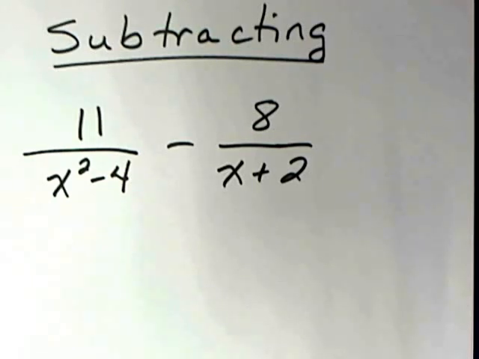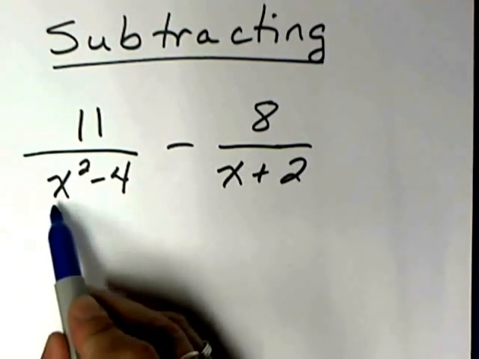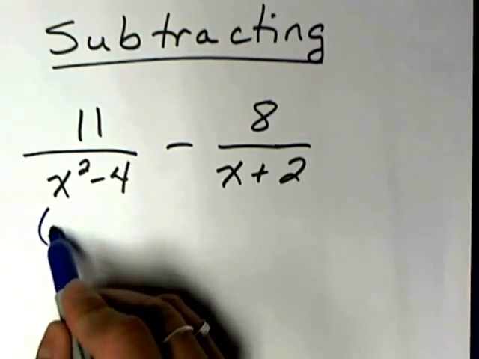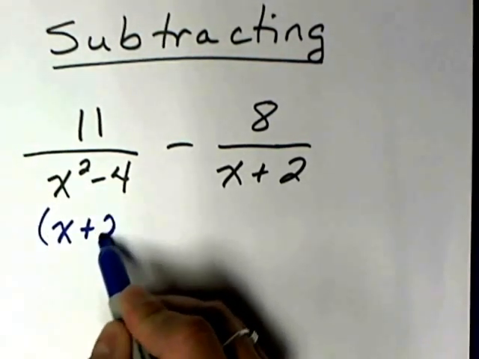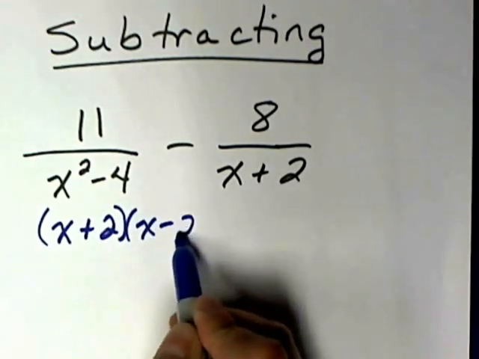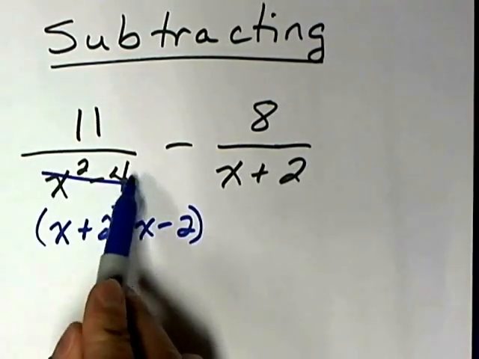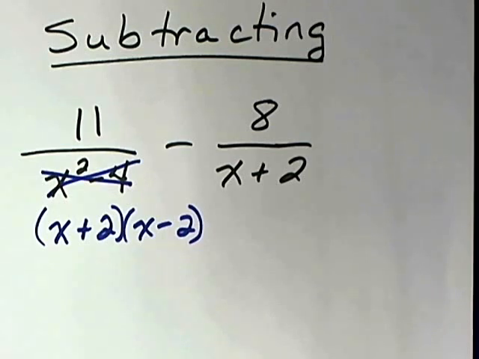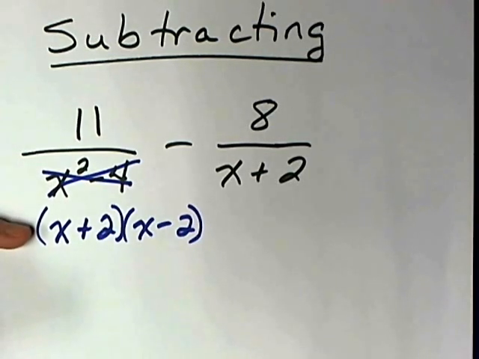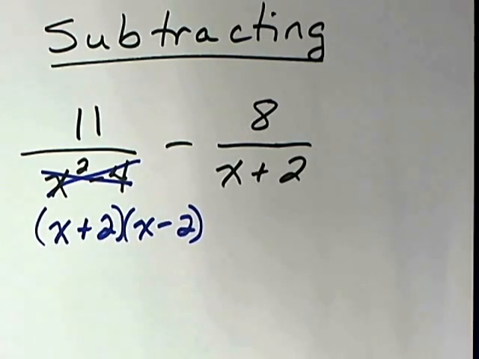We begin subtracting rational expressions the exact same way that we did when we were adding. We have to get the common denominator. So the first thing we're going to do is factor our denominators. X squared minus 4, we've seen that one a few times today, is an x plus 2 times an x minus 2. Once again, I like to kind of cross out my denominator to remind myself that it's not there anymore. I rewrote that expression in this form instead.